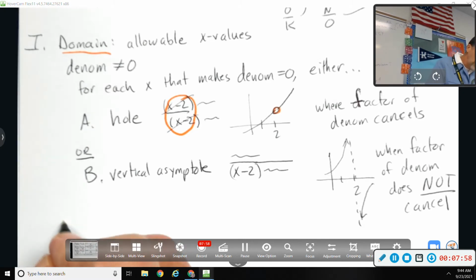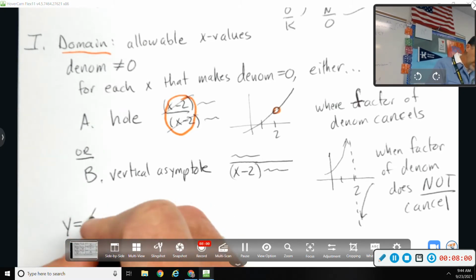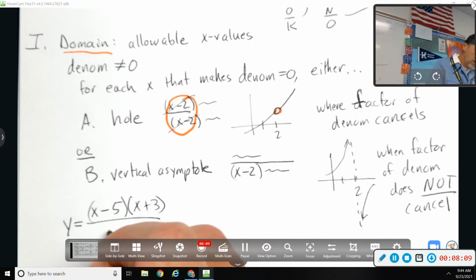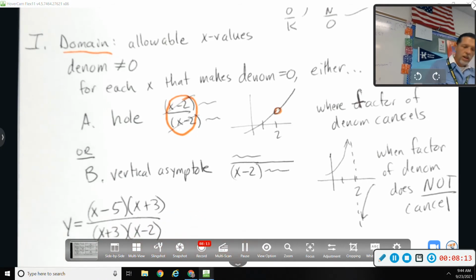Let's look at an example. Y equals, let's go ahead and start with the factored form. We do enough factoring. (x minus 5)(x plus 3) over (x plus 3)(x minus 2).